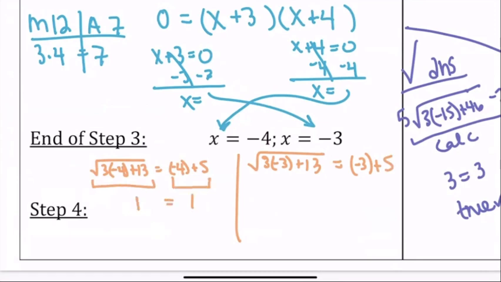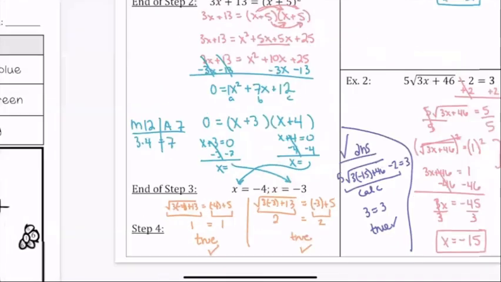On this one, I'll get 1 equals 1, which is true. So -4 is a solution. And then we'll do the same thing over here. This will give me 2 and 2. 2 does equal 2. So -3 is also an answer. And that's how you do the long one.